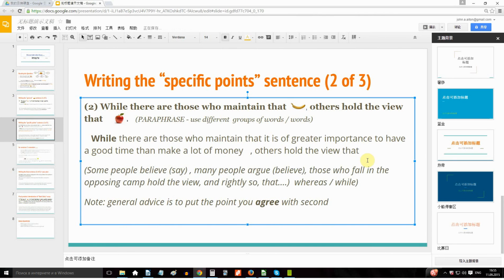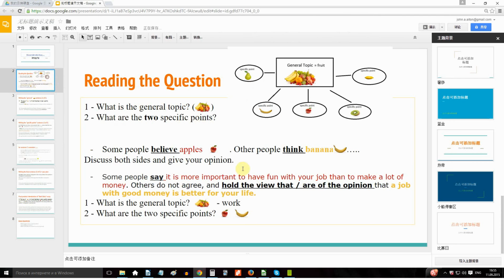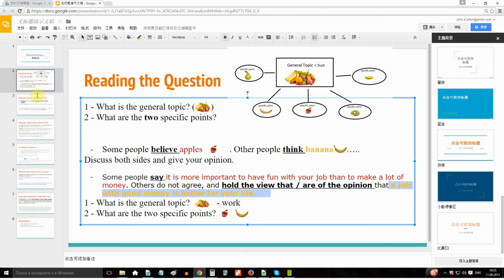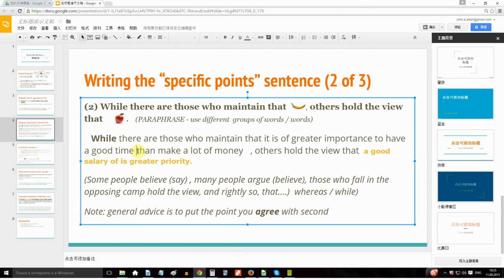Yep. A good salary is of greater priority. So that is now very different from this one here. Great news. Okay, what about this one here? Is of greater importance to have a good time, let's say at work, than make a lot of money.